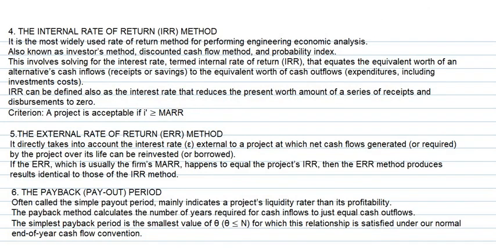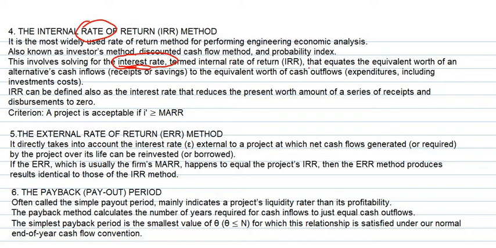Then we have another method, the internal rate of return. It is the most widely used rate of return method for performing engineering economic analysis, also known as the investors method, discounted cash flow method, and profitability index. This involves solving for the interest rate. Since this is rate of return, it involves interest rate.